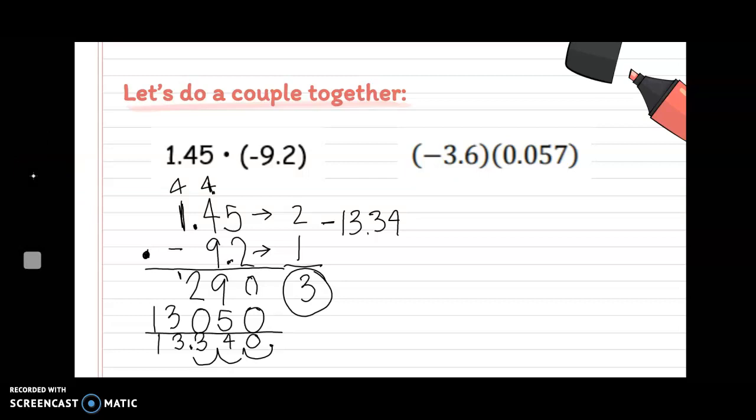I'm going to go ahead and do this next problem on the other side of the page. You can pause the video and you can try it on your own if you'd like, and then you can come back and check your answer. I'm just going to rewrite these as if they are just 2 plain old multiplication factors.